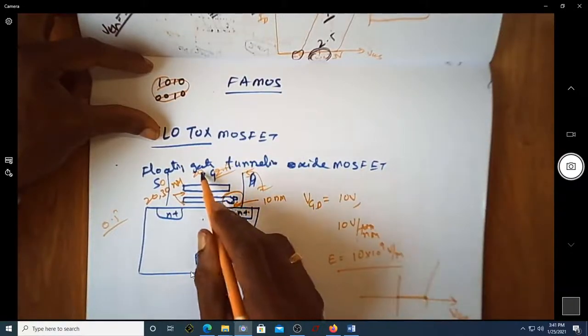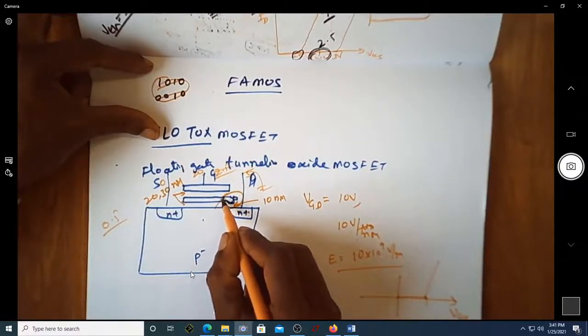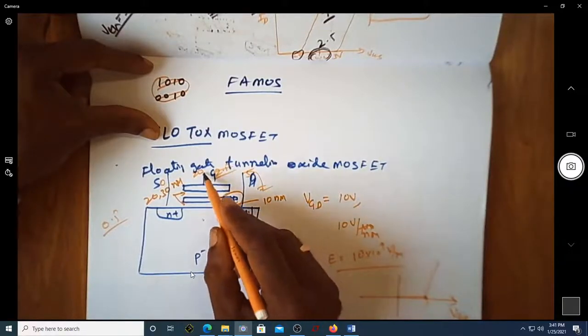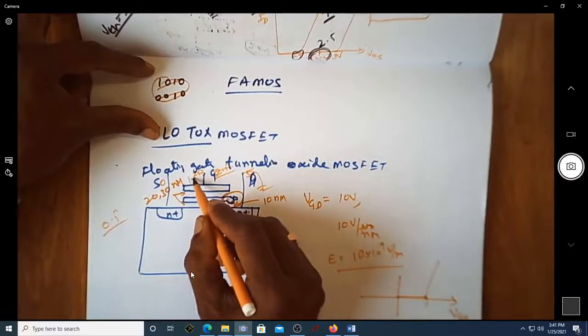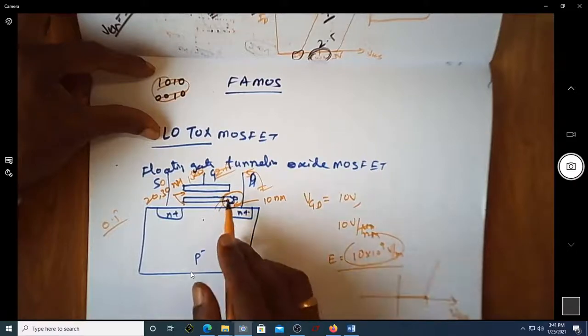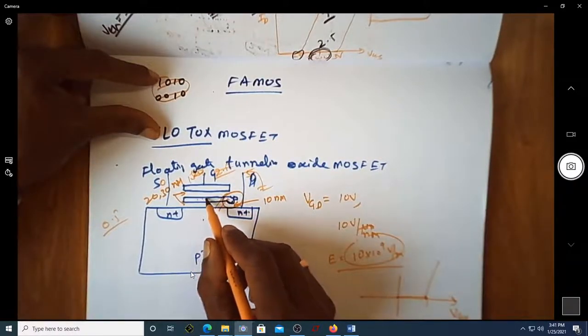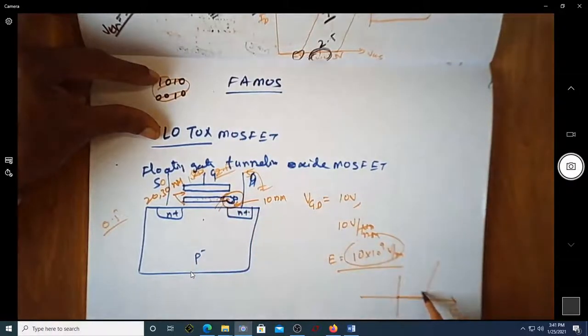Since you have a very large potential across the drain and the gate, the charges will be stored in this because there is a possibility of tunneling. Because of this 20 volt and 0 volt, or maybe hardly 10 volt, too much electric field will be generated. That will certainly make the electrons accumulate here. When electrons get accumulated, we're going to have a larger value of the threshold voltage.